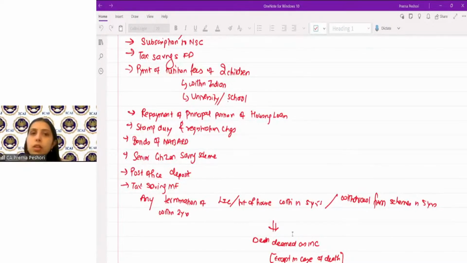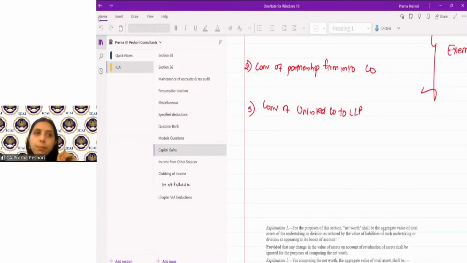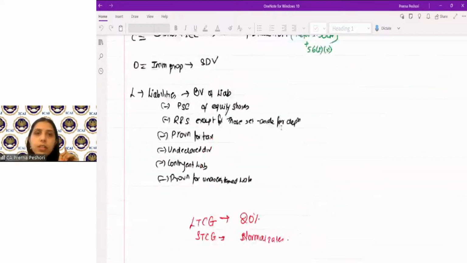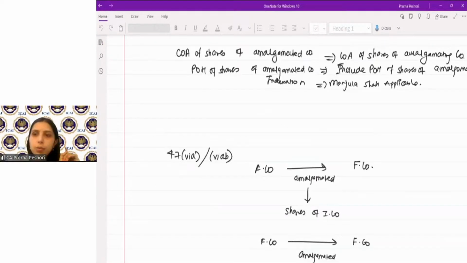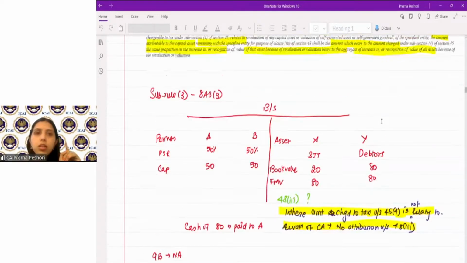Now, in respect of ULIP, there is an amendment. Now, what is that amendment? Let's try and understand. If you remember, under the head capital gain also, there was one amendment with respect to ULIP under 45(1)(b). We have done this under 45. I'll just take you quickly towards that so that you have the link to the topic.